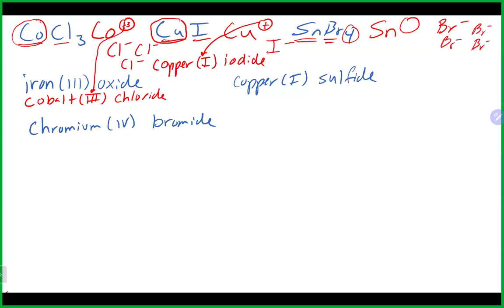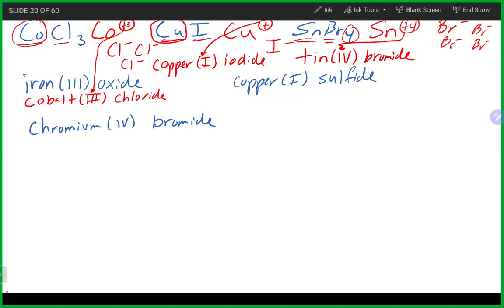That gives me a -4 overall, which means my tin should carry a +4, and this should be tin Roman numeral 4 because of the charge, and bromide. Any questions on any of those names? All right, so working backwards from the name to the formula.